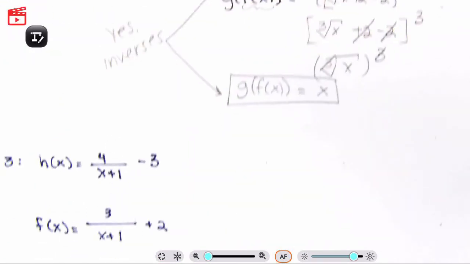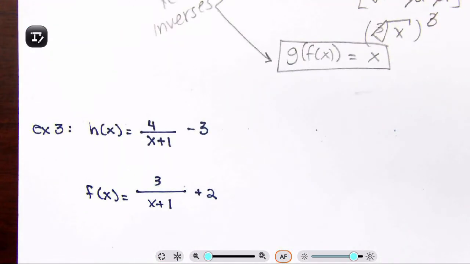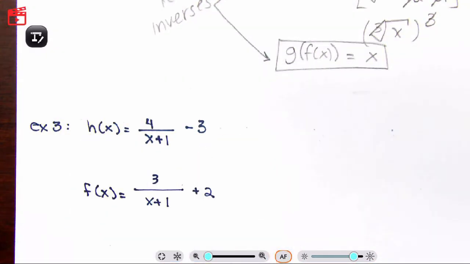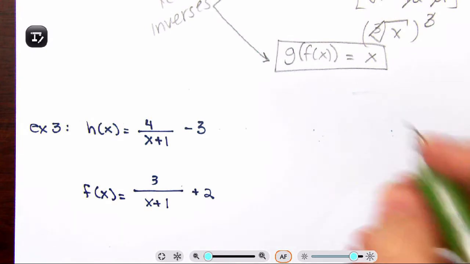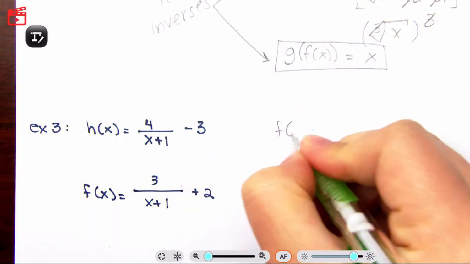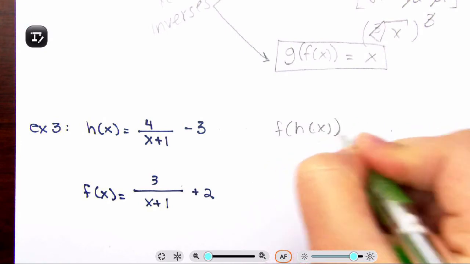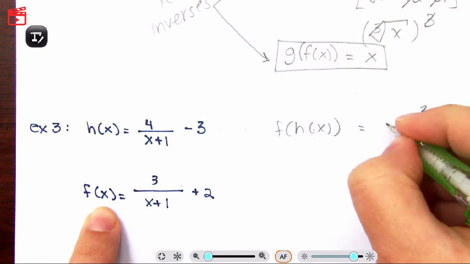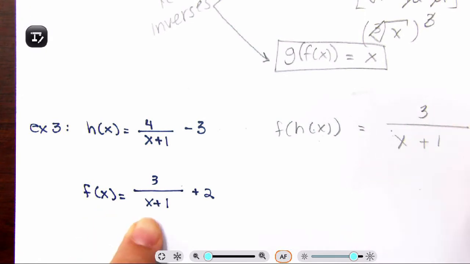Let's do one more example for the composition of functions. This time I have an h, I don't have a g. It doesn't matter what letter they give you. So now instead of saying f of g, I have f of h of x. So again, I'm writing whatever I have. I have 3 divided by x plus 1 plus 2.